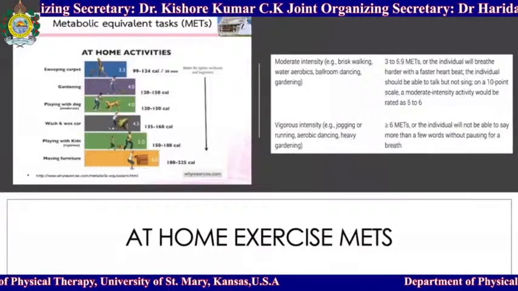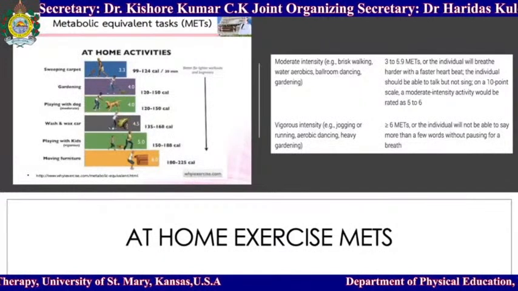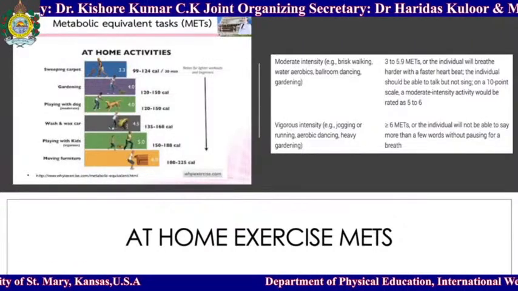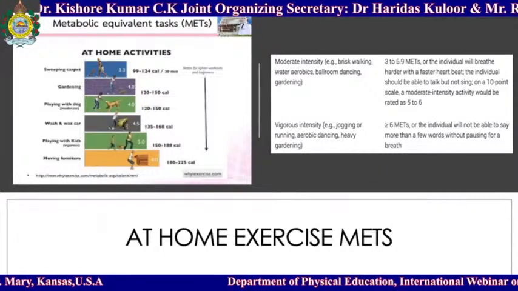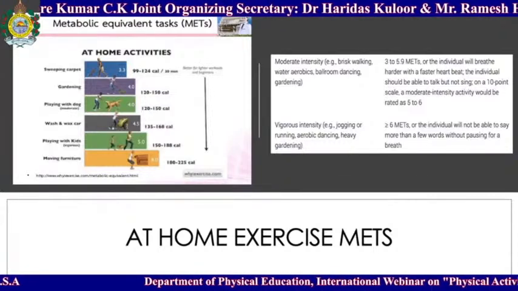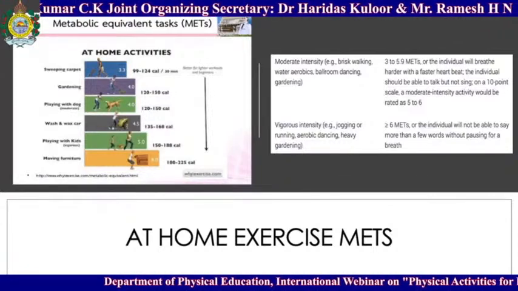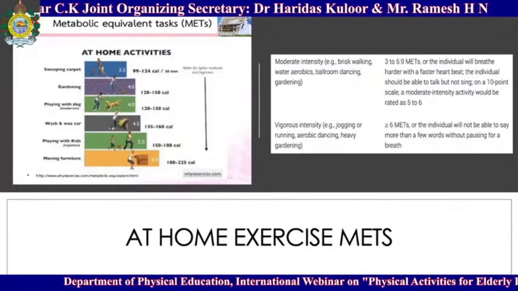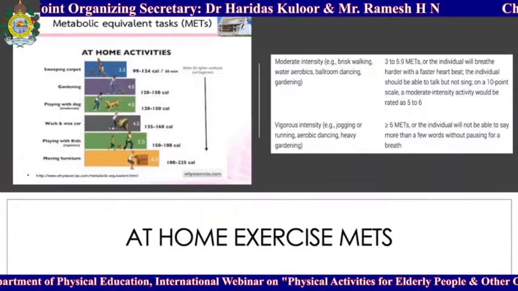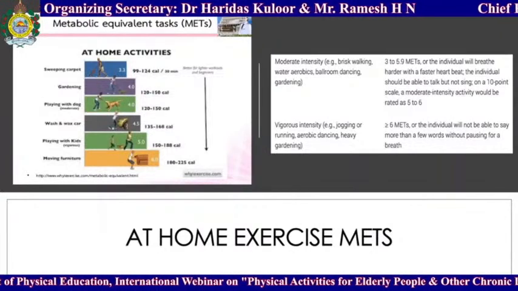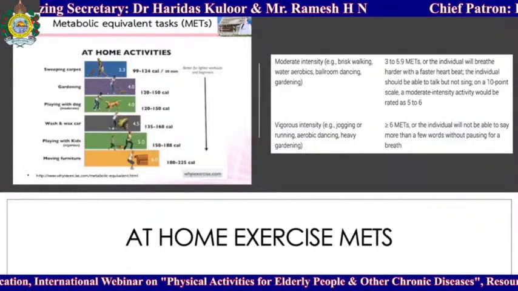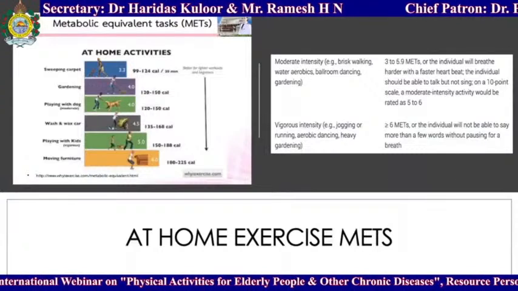So metabolic equivalence is a good way to measure overall activity. Again, with those recommendations of moderate versus vigorous intensity, those are really correlated to what metabolic equivalence these different activities elicit. So for moderate intensity, like the 150 minutes that were recommended, this is any activities that are from 3 to 5.9 METs. So anything from 3 to just under 6 METs.